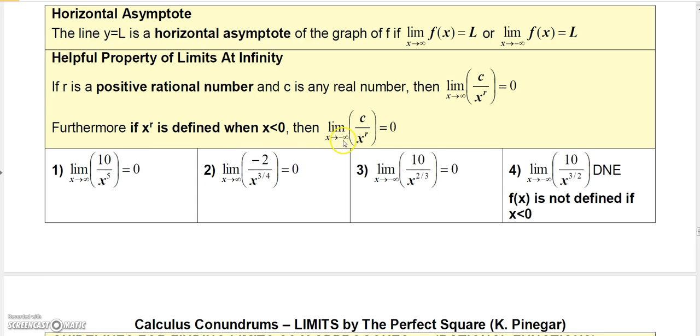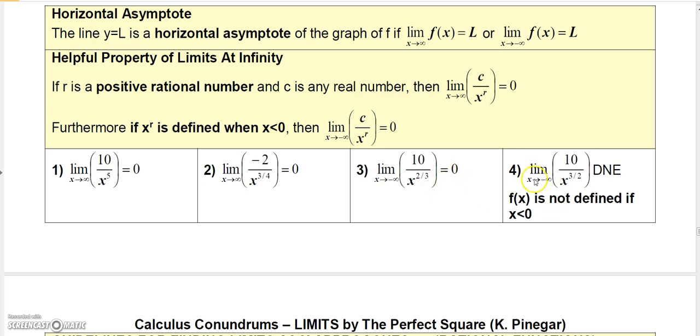For when x goes to negative infinity, you have to make sure that x to the power is defined, but as long as it's defined, this limit would also be 0. So the limit of 10 over x to the 2/3 as x goes to negative infinity would be 0. Here x can be negative because raising to the 2/3 power involves taking the cube root, and you can take the cube root of negative numbers.